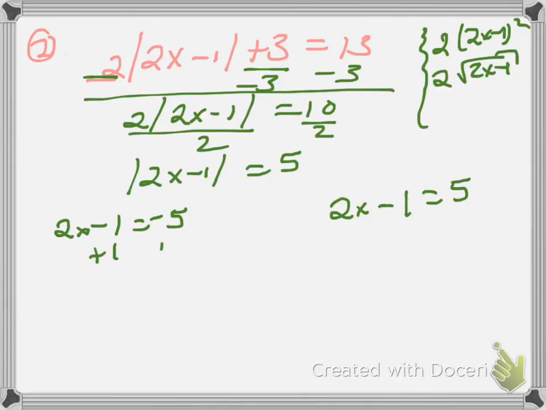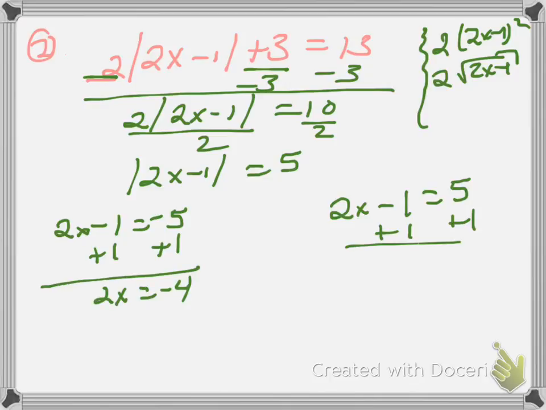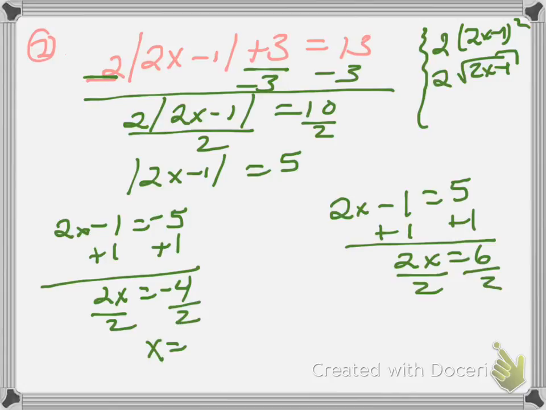Now I'm going to add 1 because my goal is to get x by itself. So I have 2x is equal to negative 4, and here I have 2x is equal to 6. Now I'm going to divide by 2. And I get x is equal to negative 2, x is equal to 3. That's how we do it when we have a coefficient and we're adding or subtracting.